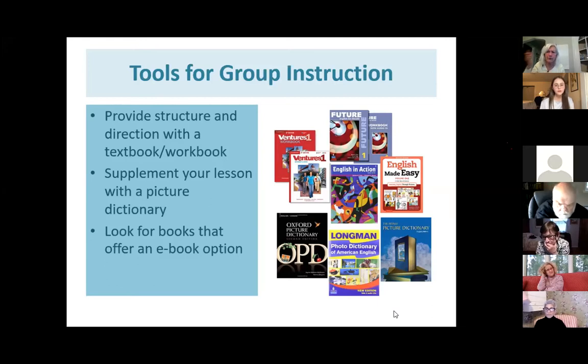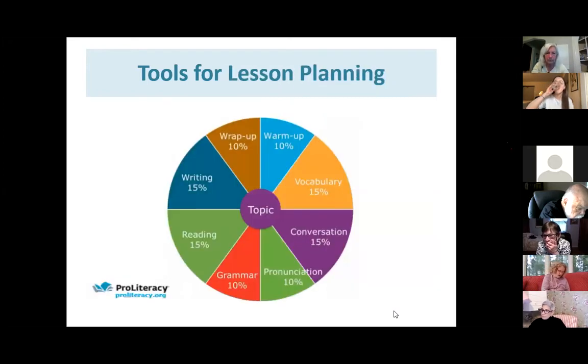In Literacy New Jersey, we have been gravitating towards the Ventures books, mostly because they're the most economical for students to purchase. And they also offer sort of an ebook so that you can share pages from the book online. Okay, and I don't know if all of you have seen this before.